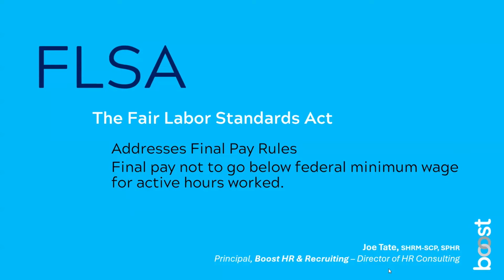So in this scenario, for active hours worked, if someone on their final paycheck worked 20 hours, and let's say, to make the math easy on me, they make $27.25 an hour. And it's in a state like Utah or Idaho where the minimum wage is set with the federal rate of $7.25 an hour.